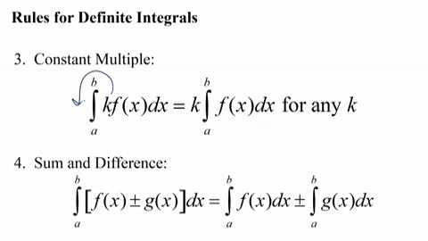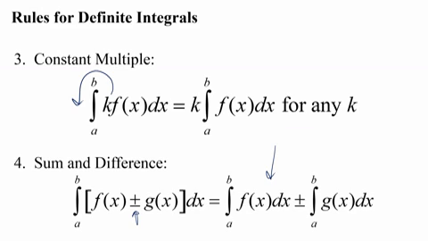Number 4, sum and difference. The definite integral from a to b of a sum or difference with respect to x is equal to the definite integral of each individual term. So from a to b of f of x plus or minus g of x dx is equal to the definite integral from a to b of f of x dx, plus or minus, depending on this symbol, the definite integral from a to b of g of x dx.